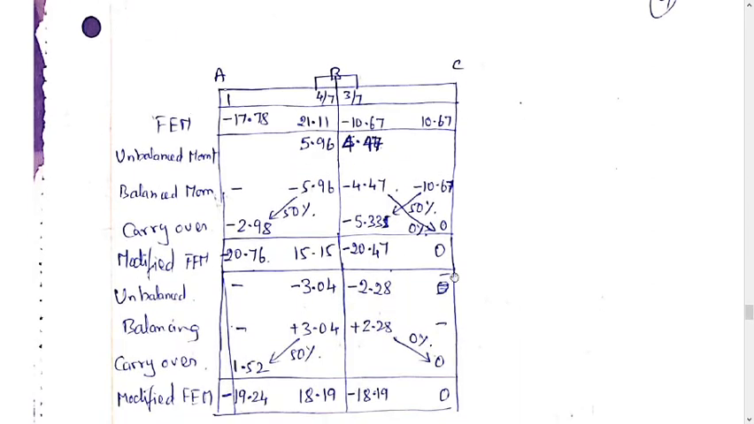Then you have to draw this diagram. For B it is the distribution factor and for C it is 1. In this case C has a roller, so it should become 0, and here FEM is applied. Here I have to take the difference and multiply the difference by the distribution factor and apply it here. Here the difference is 21.11 minus 10.67, which becomes plus some value. Multiplying by 4 by 7 you will get 5.96, and multiplying the difference by 3 by 7 you will get 4.47.